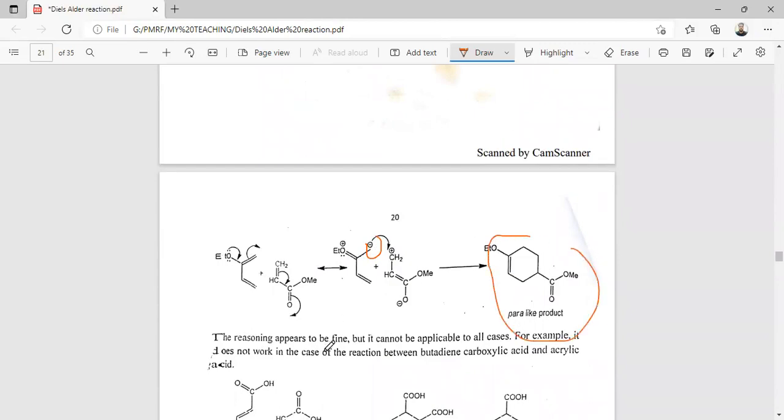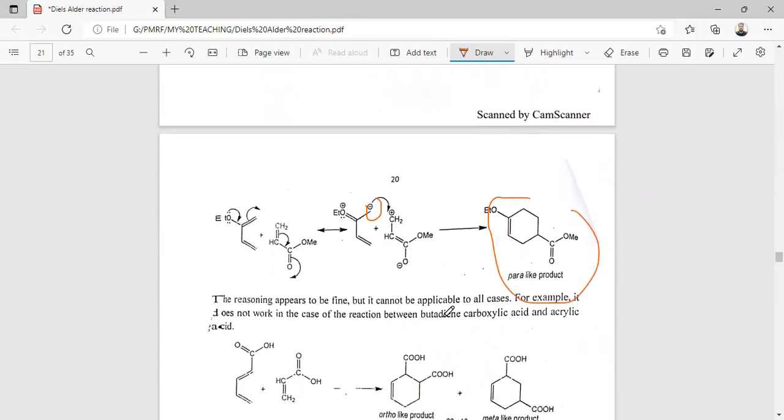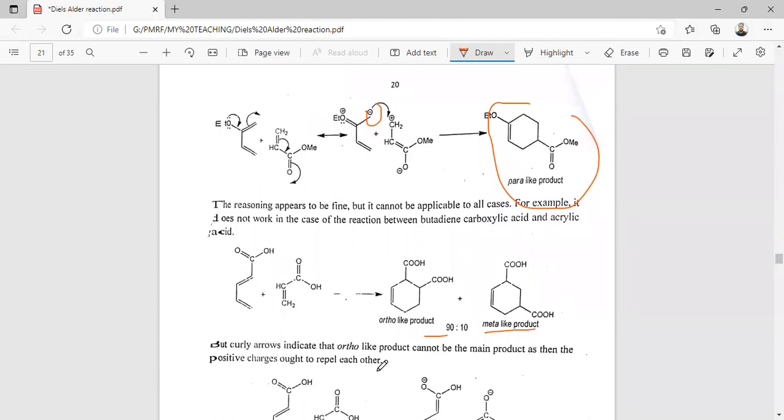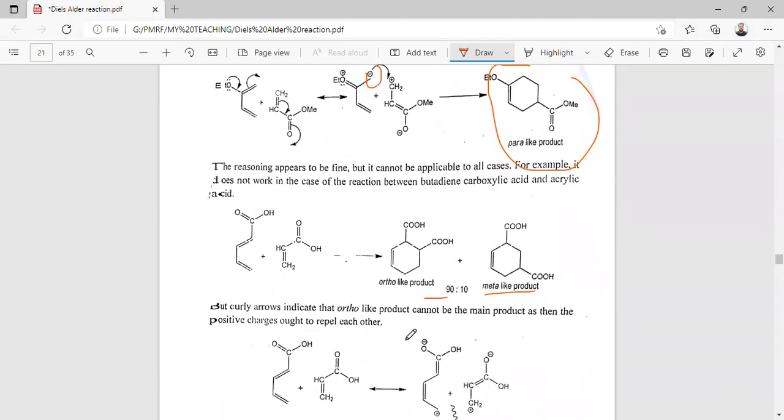So the reasoning appears fine, but it cannot be applicable for all cases. For example, it does not work in the case of the reaction between butadiene and acrylic acid, where we get the ortho-like product 90% and the meta product 10%. But the charge argument indicates the ortho-like product cannot be the main product, as then the positive charges would repel each other.